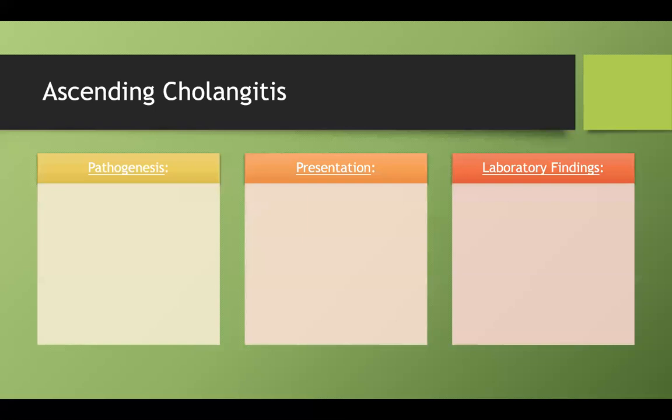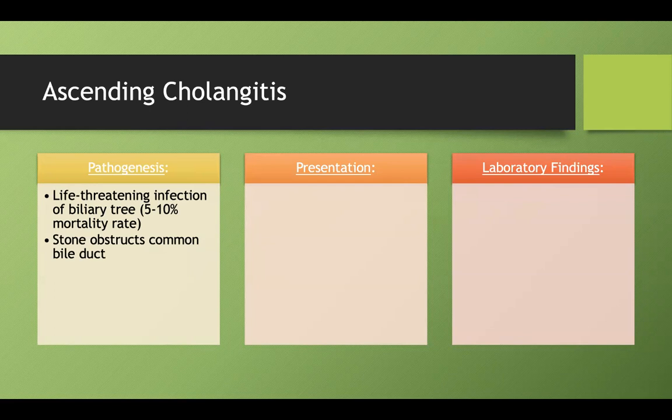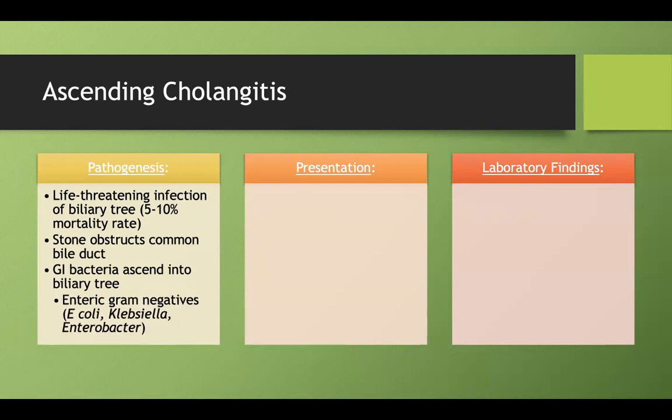Ascending cholangitis is a little different, and this is actually more dangerous. This is a life-threatening infection of your biliary tree with almost a 10% mortality rate on some resources. So what's happening here is that the stone is blocking either the common bile duct or it makes it down further. But the important thing with ascending cholangitis, as the name suggests with the itis, is that you're having bacteria ascend through the tree and causing an infection or inflammation. Because the bacteria is ascending from your GI tract, you're going to commonly get your gut flora like E. coli, Klebsiella, and Enterobacter. Those are usually the culprits of ascending cholangitis.